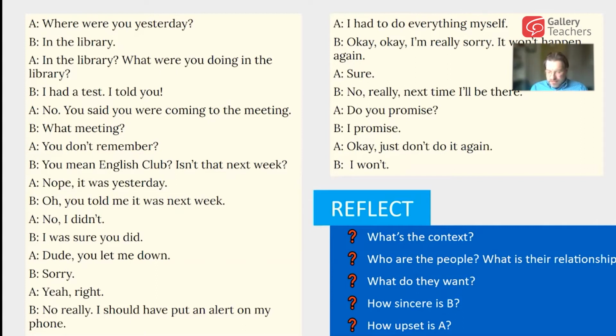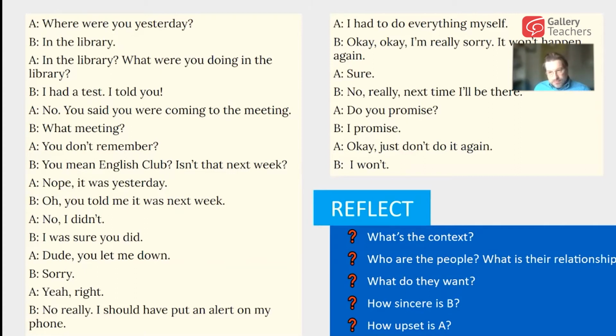Sorry. Yeah, right. No, no, really, yeah. Yeah, I mean, I should have put an alert on my phone. I had to do everything myself. Okay, okay, I'm really sorry. Won't happen again. Sure. No, really. Next time I'll be there. Do you promise? Oh, I promise. Just don't do it again.